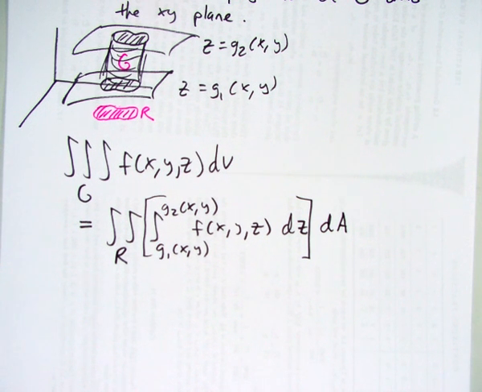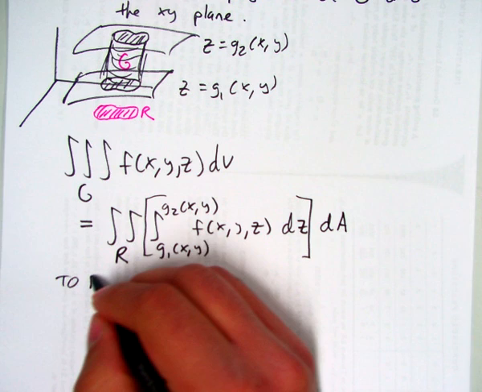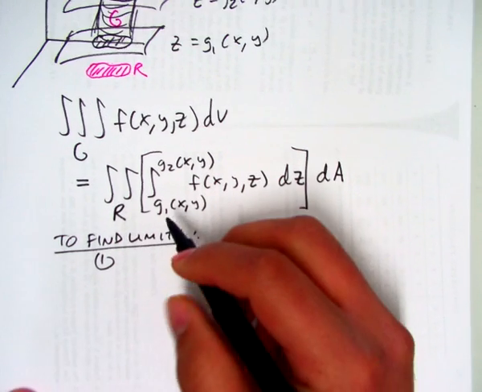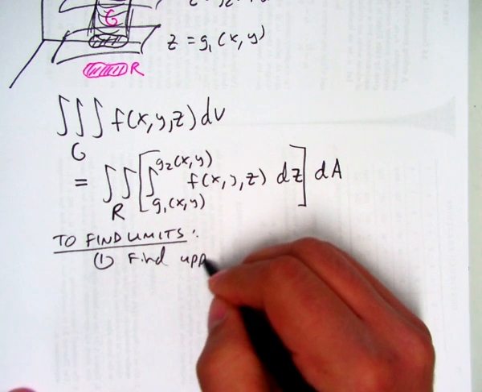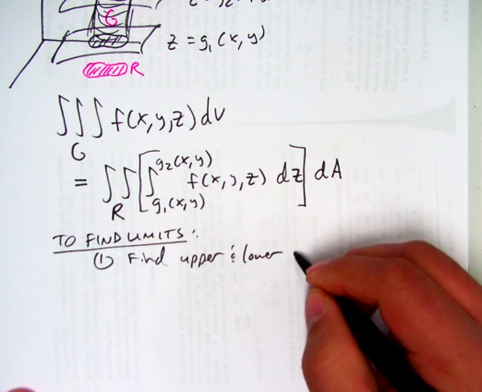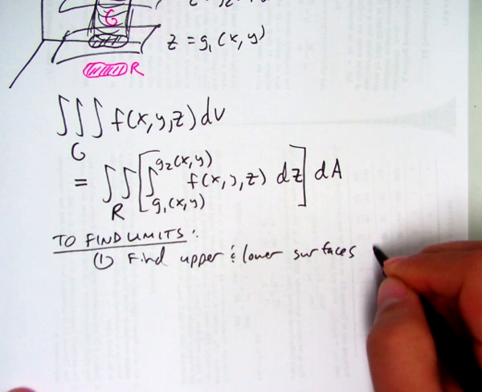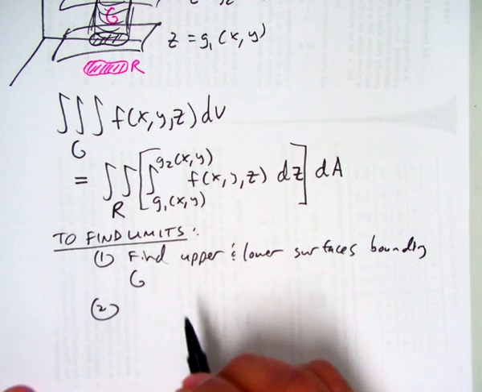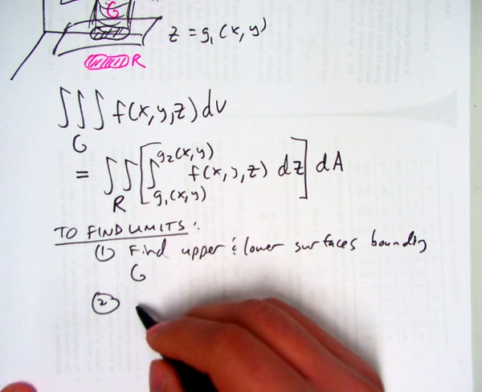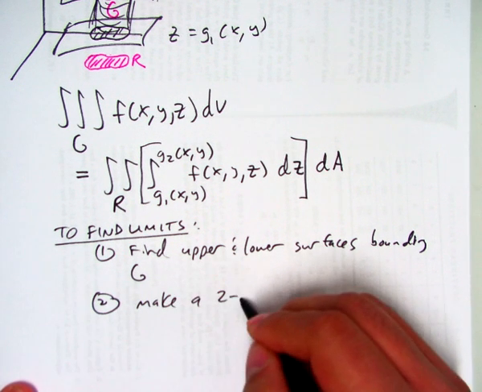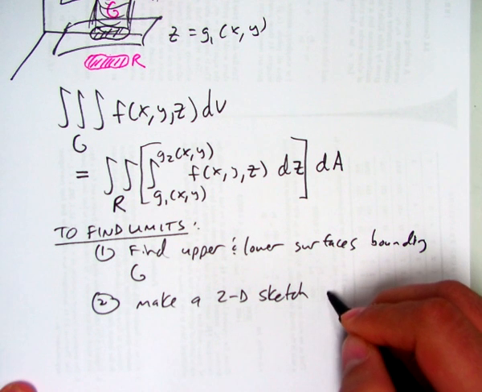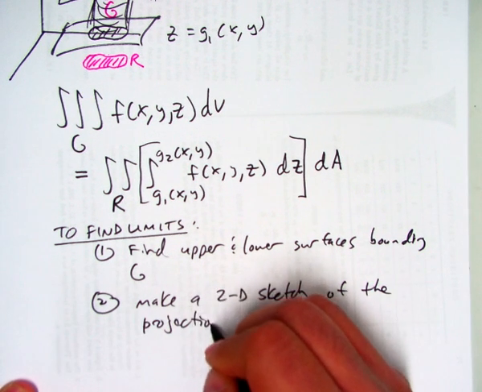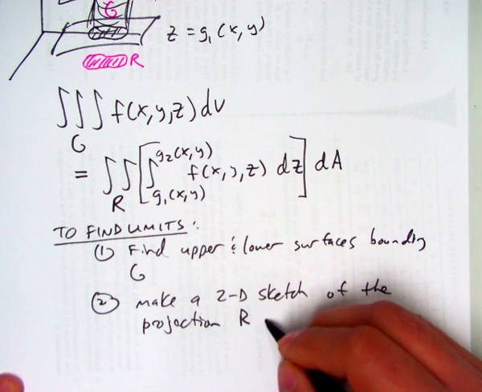So to find the limits, here's what I would do. One, find the upper and lower surfaces bounding G. Two, make a 2D sketch of the projection R onto the xy plane.